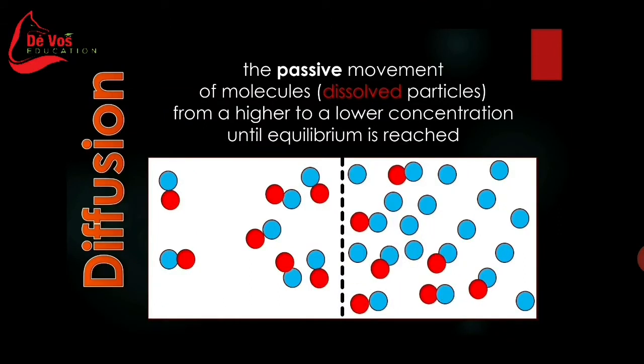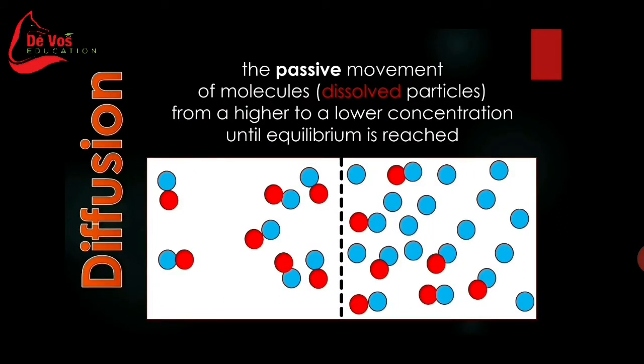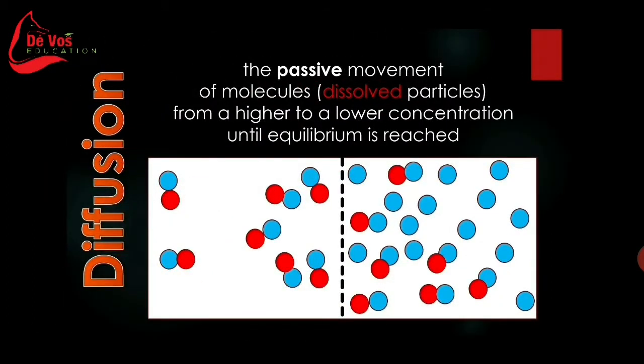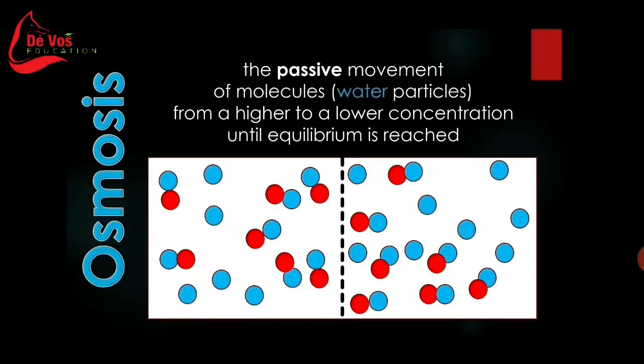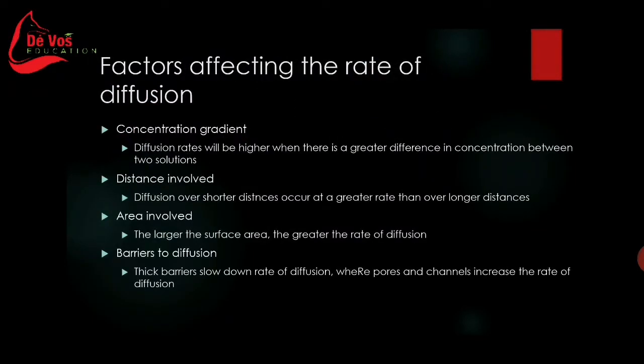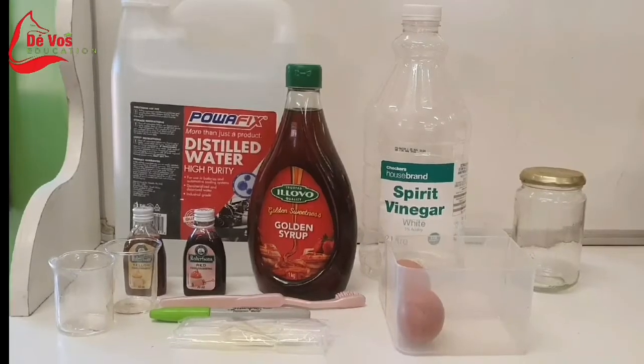Diffusion is the movement of dissolved substances from an area of high concentration to an area of low concentration. Osmosis is the movement of water particles from an area with a high concentration of water particles to an area of low concentration of water particles.